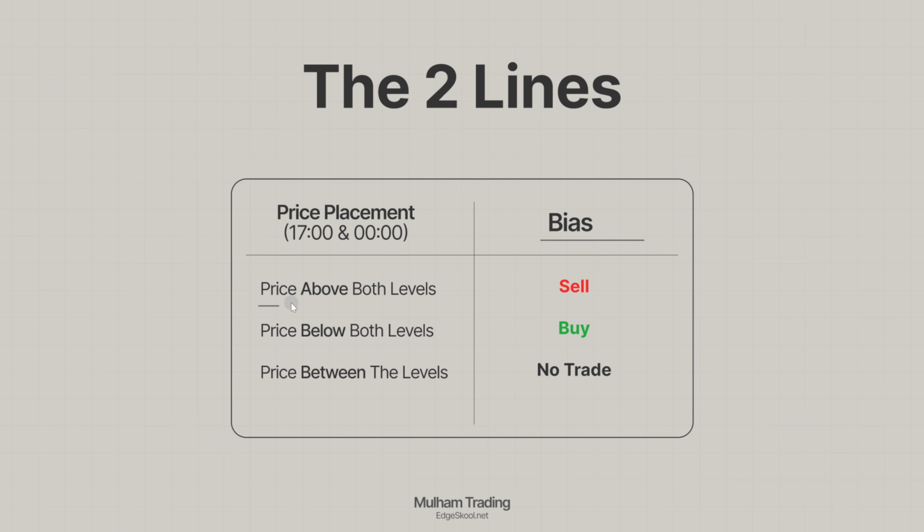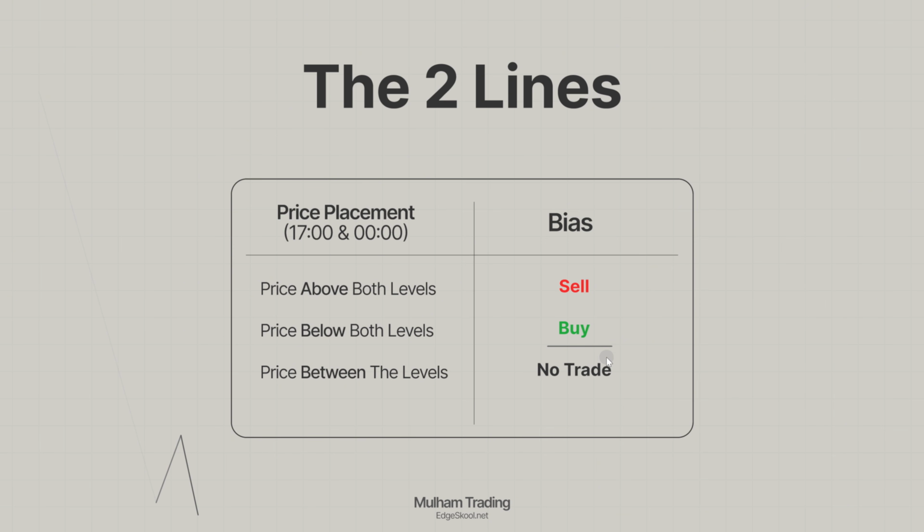When price is above both levels, so price has been going up, and here we have the first level and the second level. Exactly here, price is above both lines, and that means we can sell. So the bias is to sell. Now when price is below both, so we have level 1 and level 2, and price went all the way down, started to go higher. So when price is below both, that means we're going to be buying.